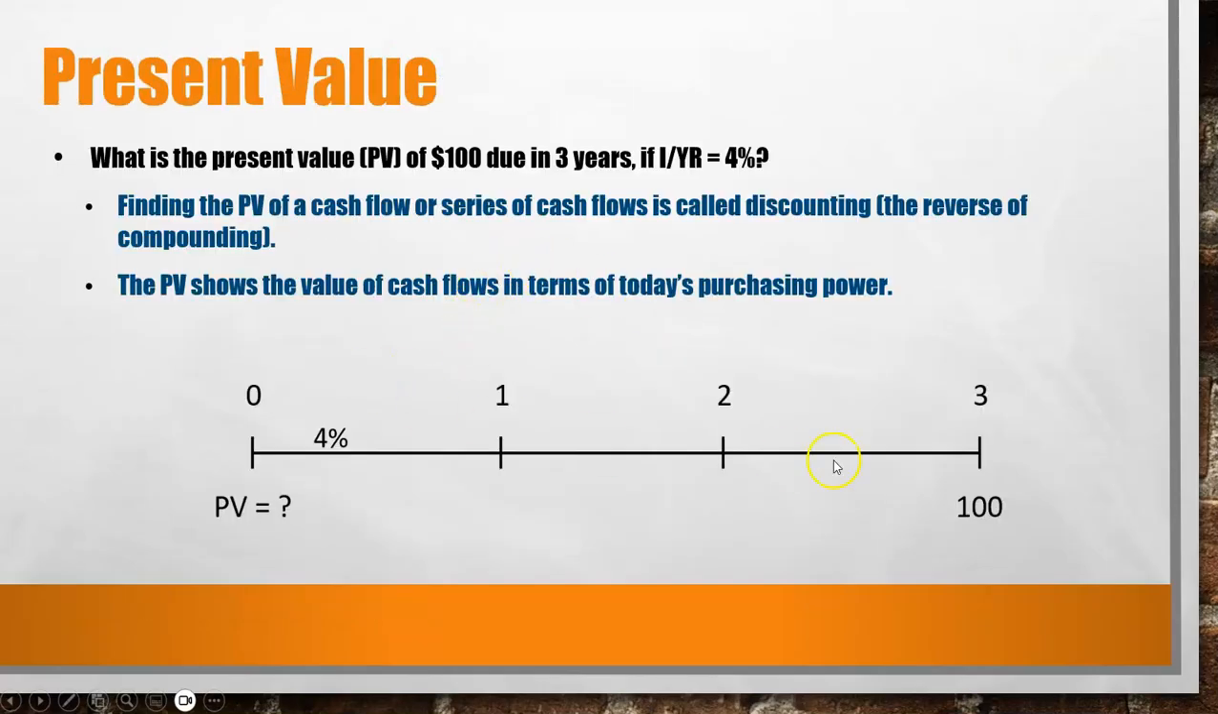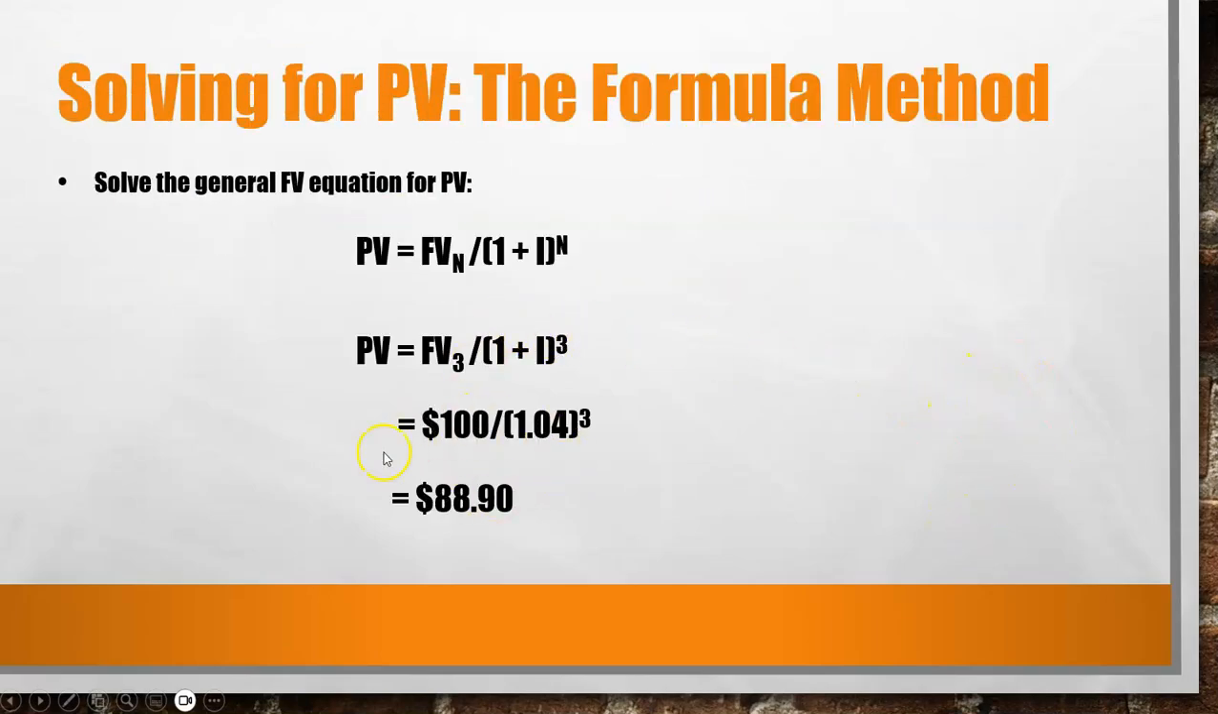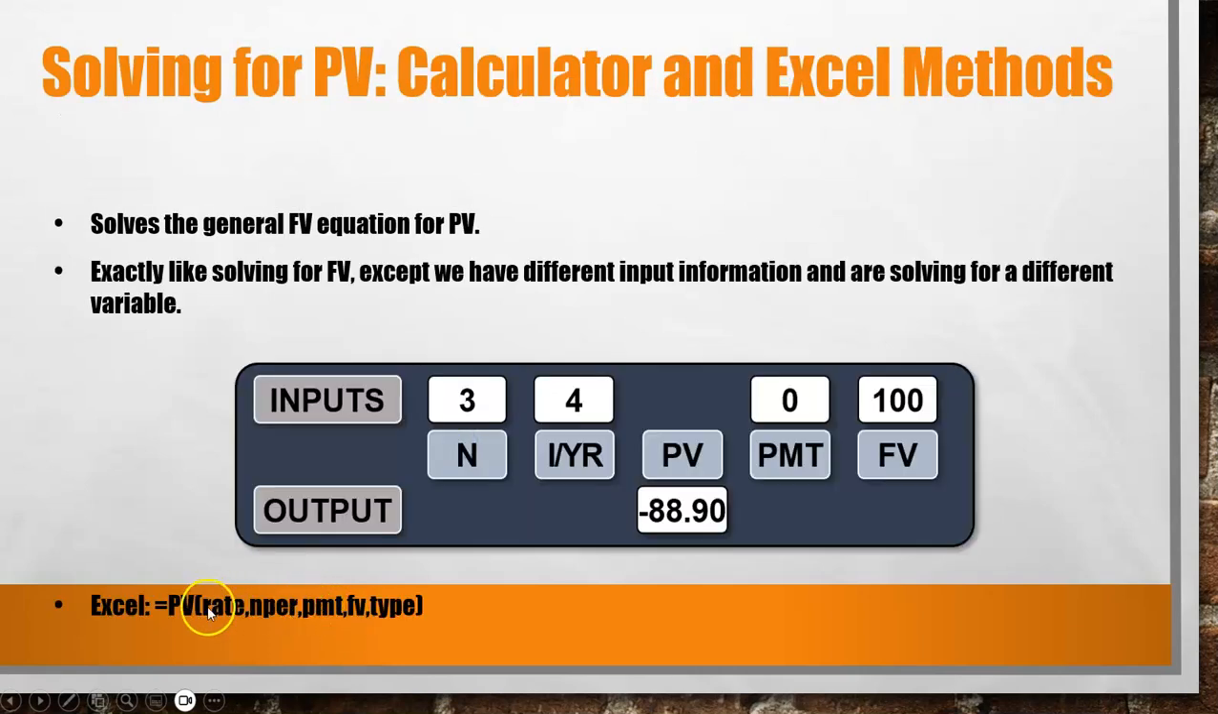Present value: you want to know how much you need to invest now to have $100 at the end of 3 years. You have to invest $88.90 at 4% for 3 years to have $100. And here's the Excel sheet again. That's the formula you would input.